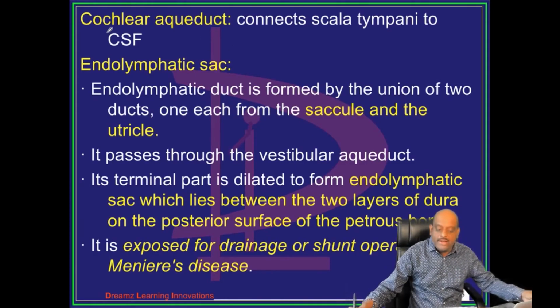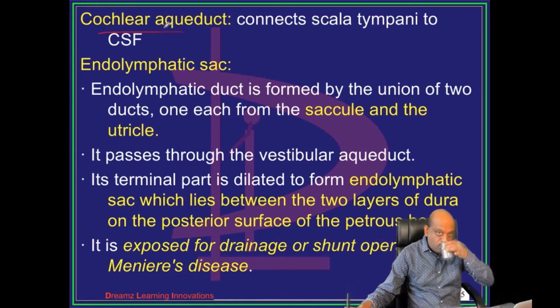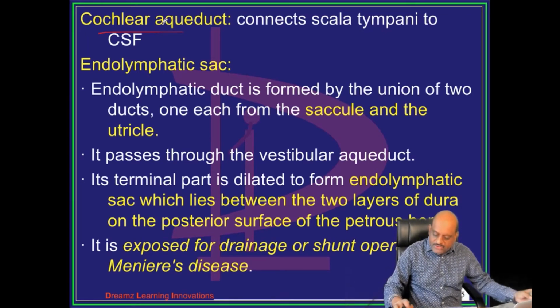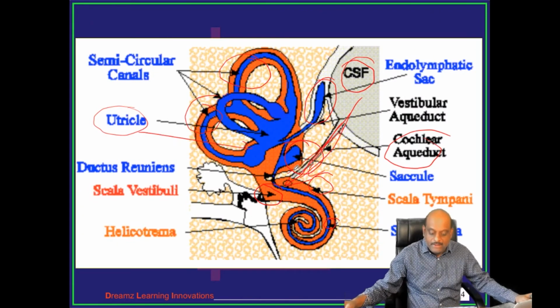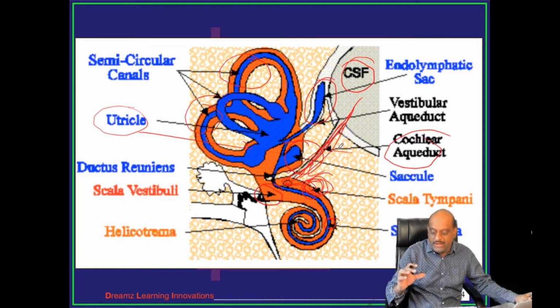So what is the cochlear aqueduct, doctor? The scala tympani is connected to the CSF through this cochlear aqueduct. It's a connection between the scala tympani and the CSF.